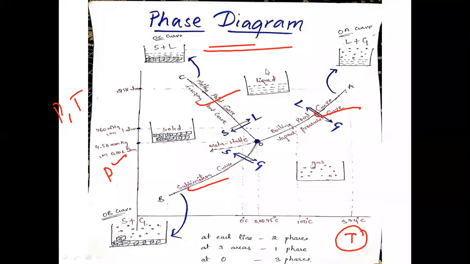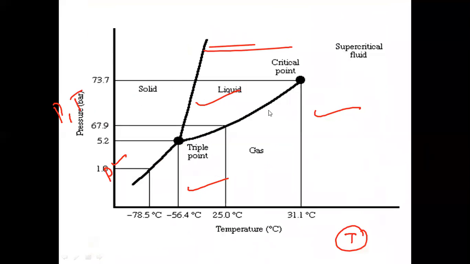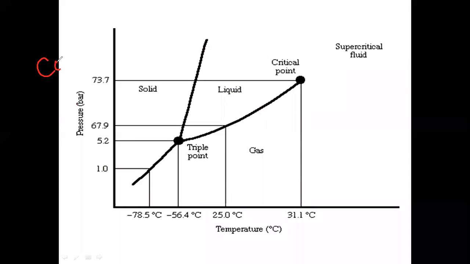Now we will discuss another phase diagram. This is the phase diagram for CO2, which is also a very simple phase diagram, and also a one component system. Actually this is not there in your semester syllabus, but you need to understand this also, because in IIT you will get this particular graph also.